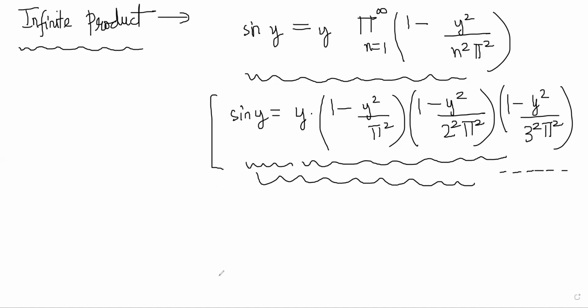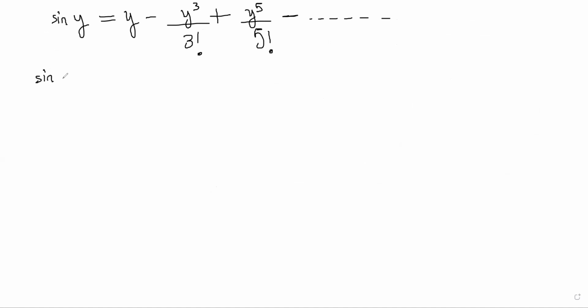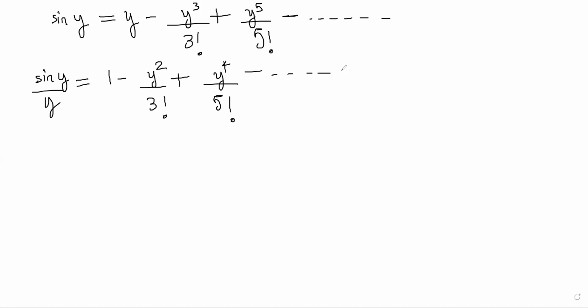In order to understand this, we'll start with the power series expansion for sine y. Sine y is y minus y cube by 3 factorial, and so on. I think everybody is familiar with this. This is the Taylor series expansion for sine y near 0, right? Now from here we can say sine y by y is 1 minus y square by 3 factorial plus y power 4 by 5 factorial and so on. So sine y by y comes out to be this infinite series.